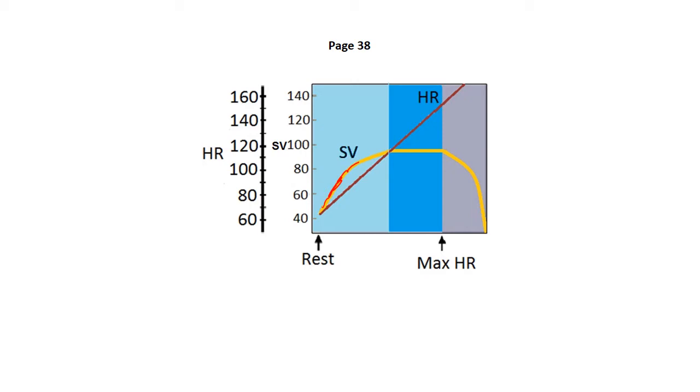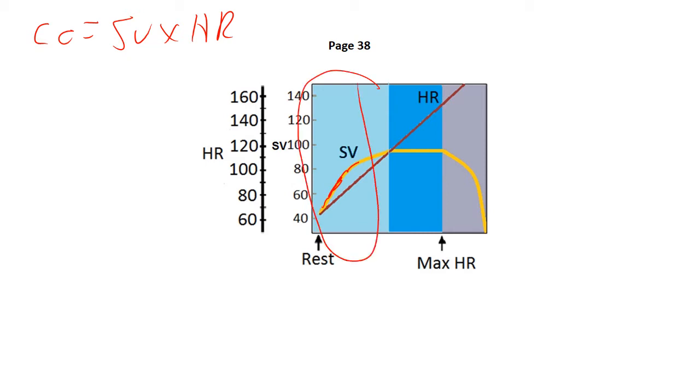So going back to our formula, cardiac output equals stroke volume times heart rate. Notice here in this example, in this very first light blue colored zone over here, stroke volume is going up, but so is heart rate. And since both of them are climbing very quickly, and we're going to multiply them together, you can see that cardiac output is going to go way up at this point, because both numbers are getting bigger and we're just multiplying them together.